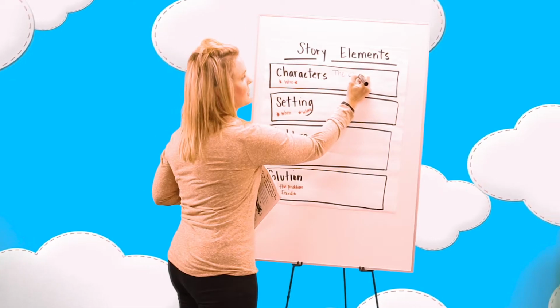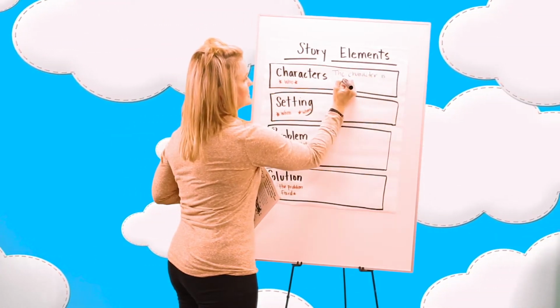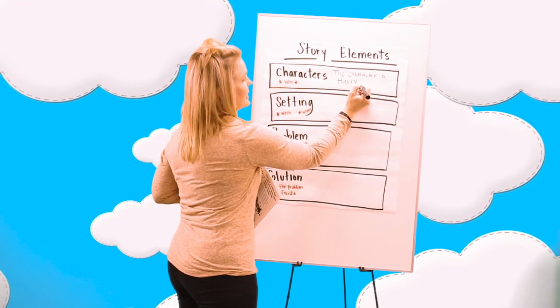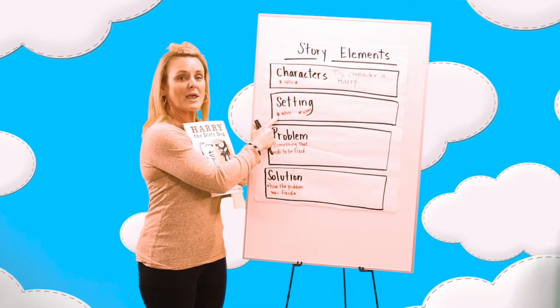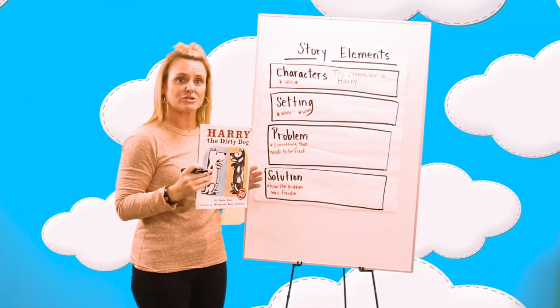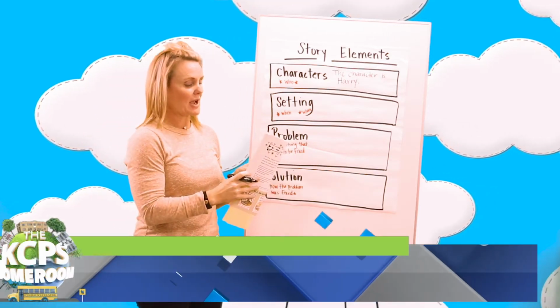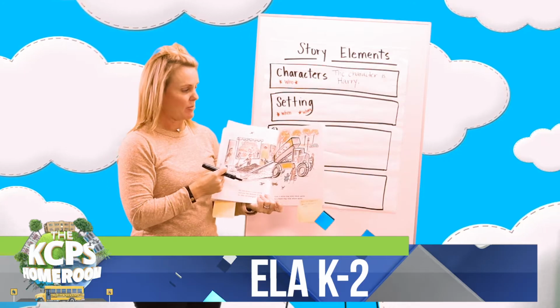The character is Harry. Let's talk about the setting. When and where does the story happen? So if we're thinking about Harry the Dirty Dog, and we were to go back and look at the pages, when and where is our story happening?